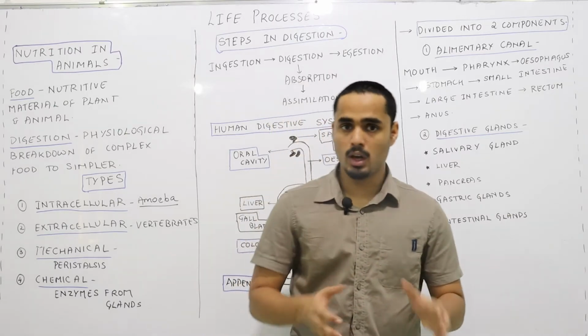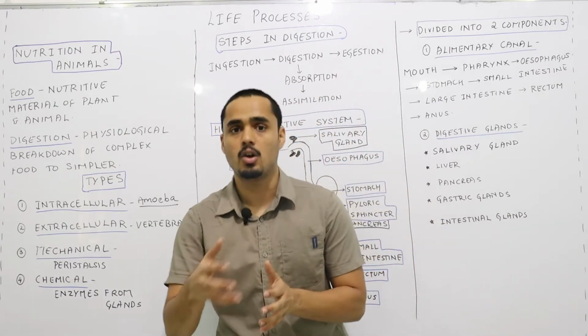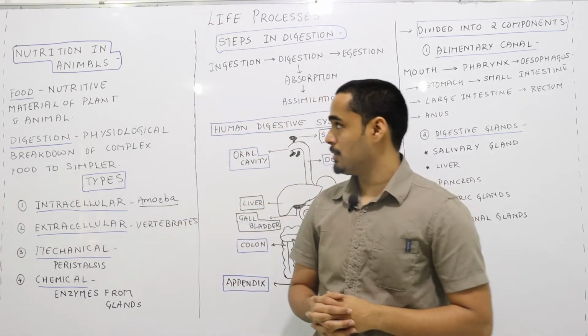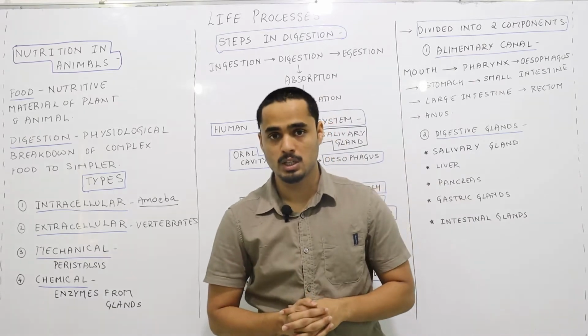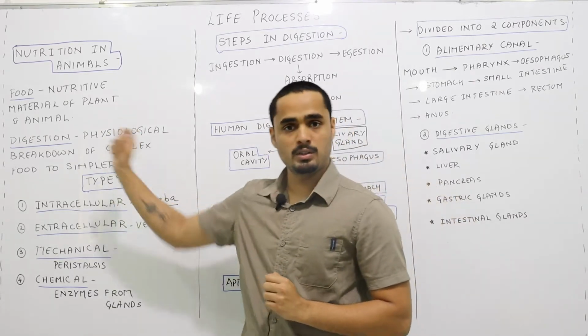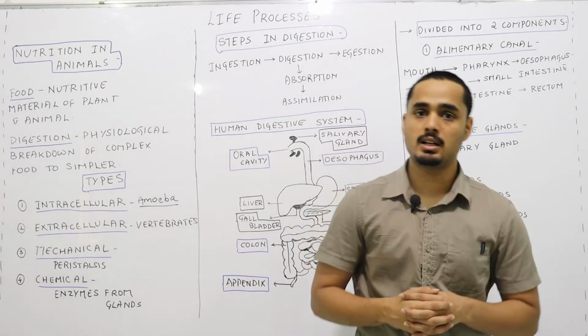Now as you all know, animals are heterotrophic, meaning we depend on other organisms for food sources. Likewise, in today's class we will be focusing on how heterotrophic nutrition works. So when we talk about heterotrophic nutrition, the first thing is, what is food? A food is a nutritive material obtained from a plant or an animal.